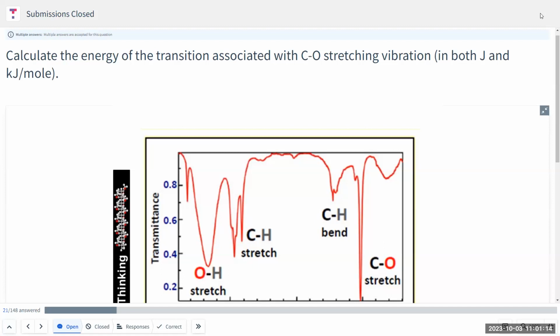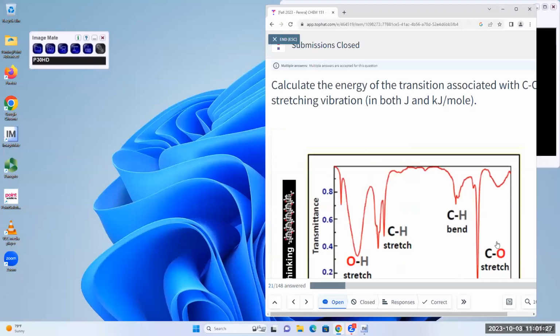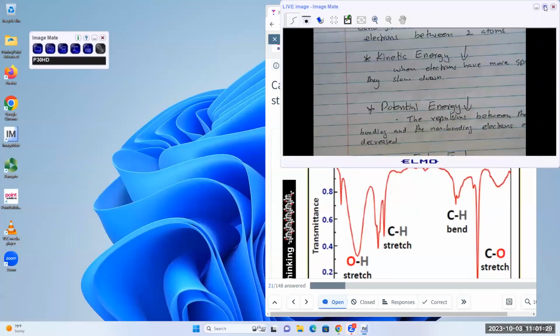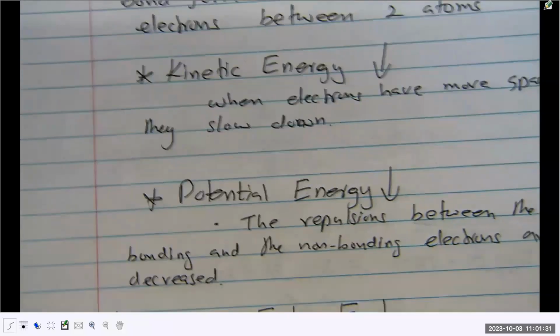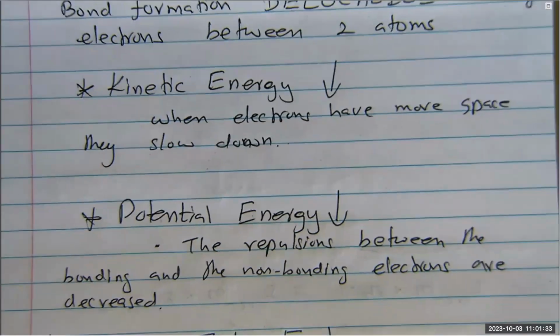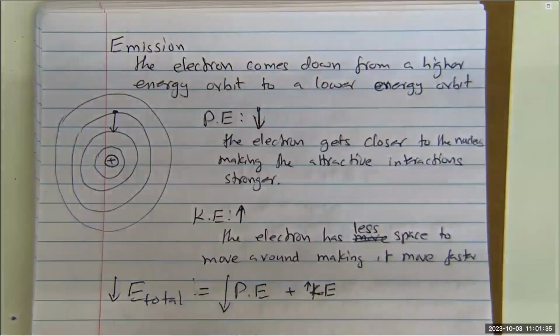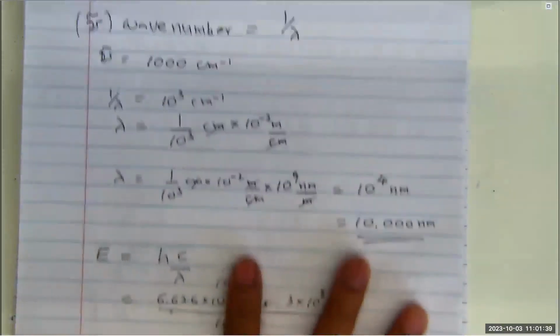Anyway, so this question is asking for the CO stretching vibration energy, the transition energy. Then if we switch to my notebook, we all knew, because most of you said that we already talked about this. We already solved for this, right?